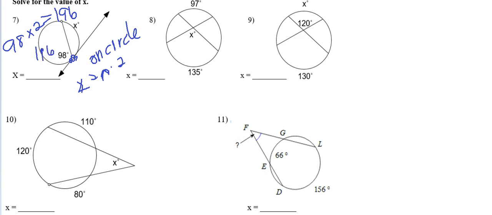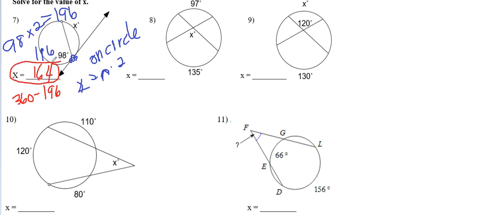Well, a whole circle is 360. So we've got 360 minus that 196, which I think is 204, but let me just look it up. Oh, good thing I looked it up because I can't do math on Saturday mornings, 164.